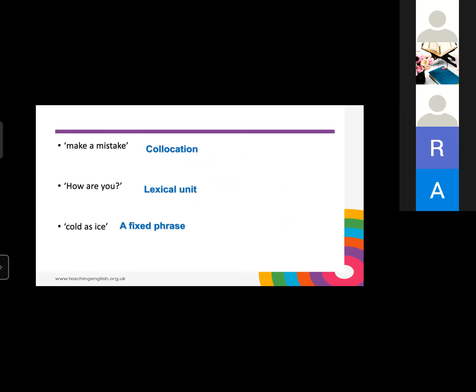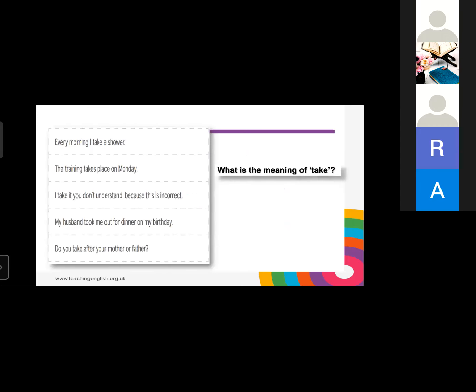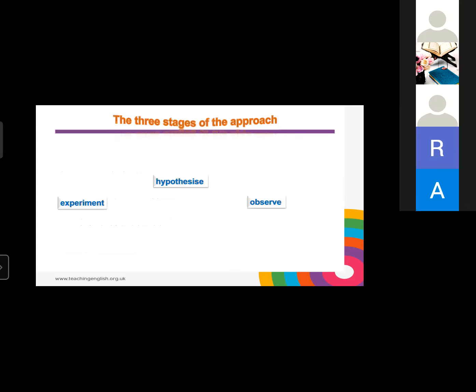Like how are you? This is a lexical unit. If we say how only, or are only, or you only, it doesn't give sense. Okay. So here, what is the meaning of take? Here, have. You can find, yeah.